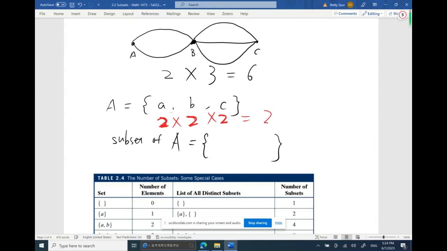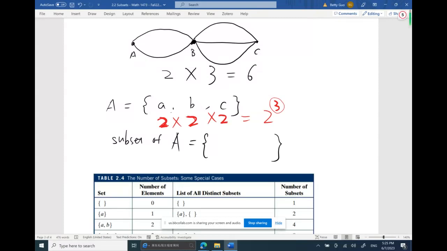Well, we can write that as 2 to the power of 3. Right? 3 is the cardinality of set A. So we have 8 different ways to form a subset for set A. In other words, set A, which has 3 elements, has 2 to the power 3, which is 8 distinct subsets.